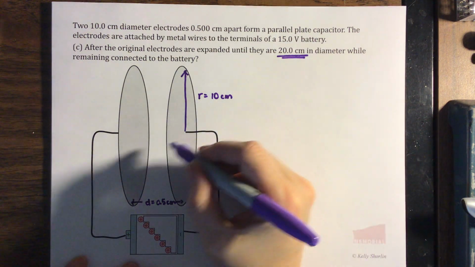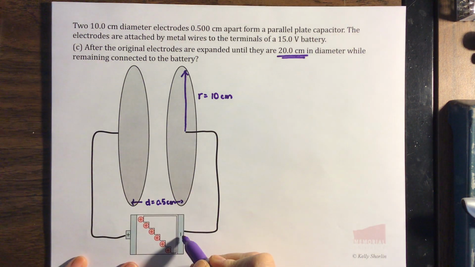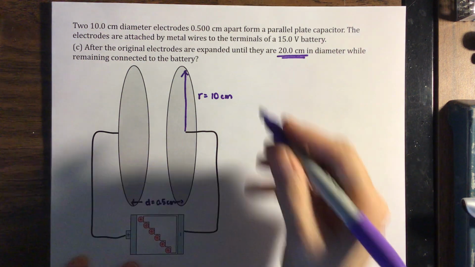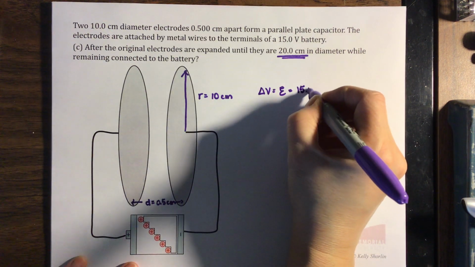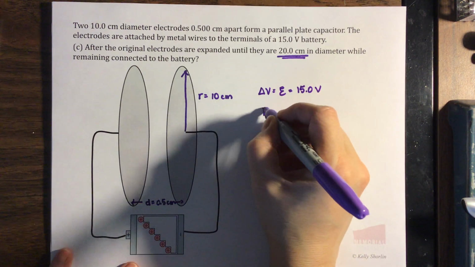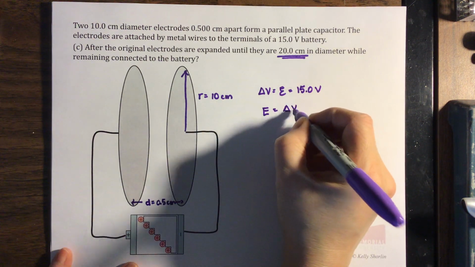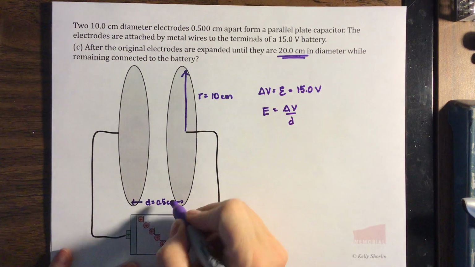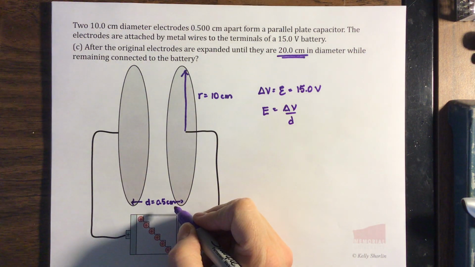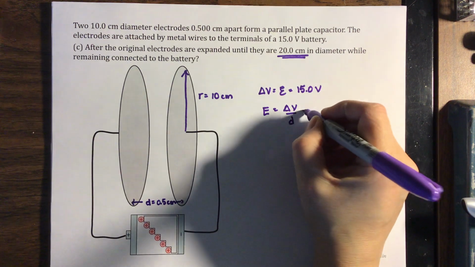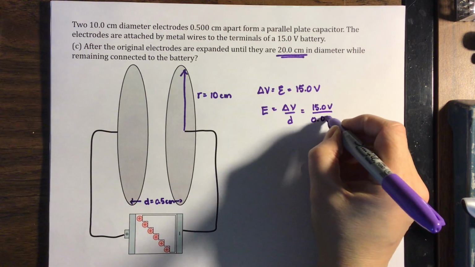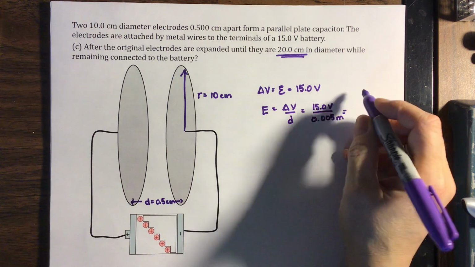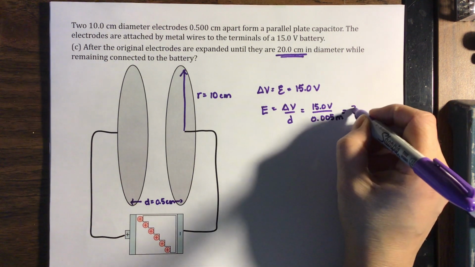So the potential between the plates of the capacitor is still going to be equal to the potential of the battery, because it's still hooked up to the battery. Delta V equals epsilon equals 15 volts. The electric field is going to be delta V over our plate separation D. And for D, we went back to our original plate separation. So we've got 15 volts over 0.005 meters to get 3,000 volts per meter.